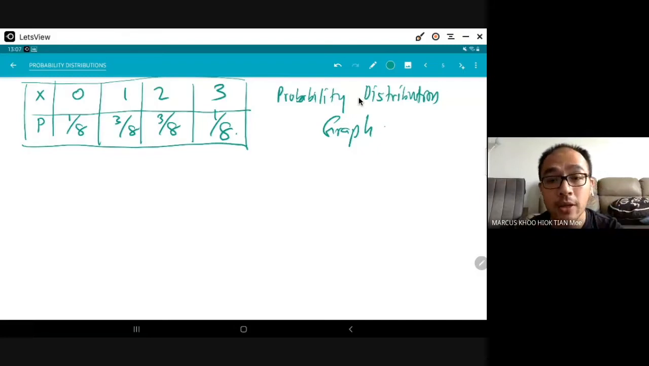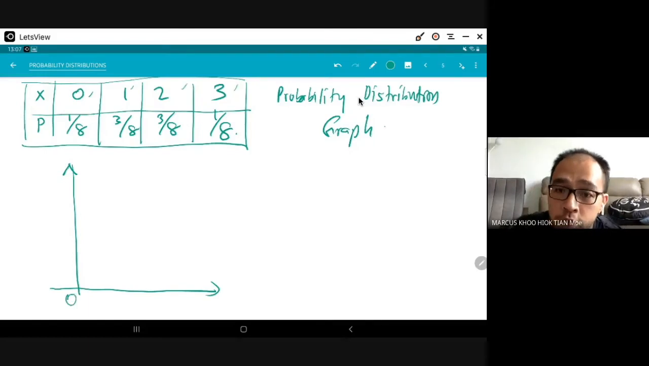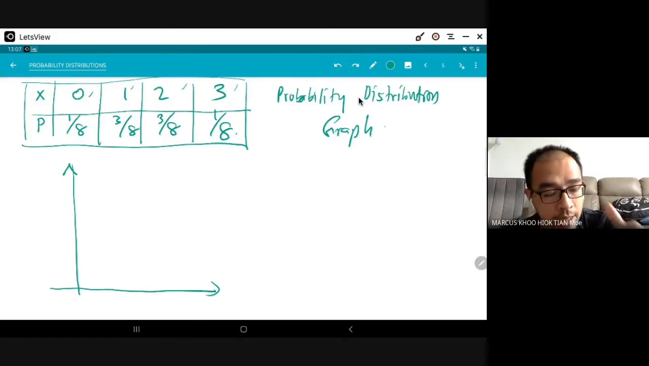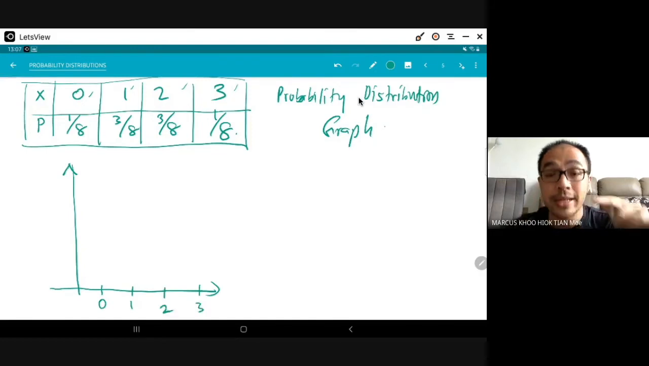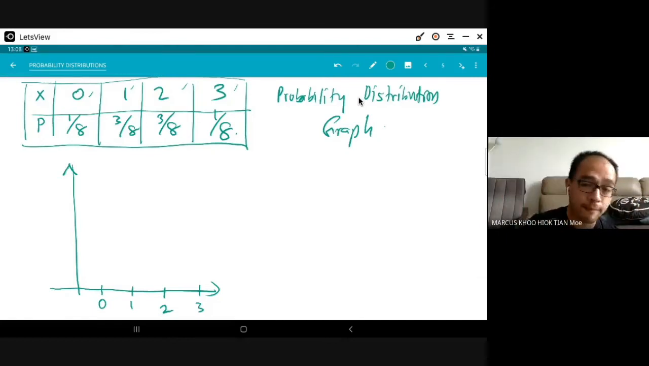I want you to learn how to draw the probability distribution graph. Now, the good news is this graph is super easy. All you have to know is, number one, obviously it is a graph like this. Since there are only 4 values here, 0, 1, 2, 3, the probability distribution graph is a little different. You take 0 and put it here: 0, 1, 2, 3. So it's a little bit different than a normal graph. This is a special kind of graph which is called a probability distribution graph.